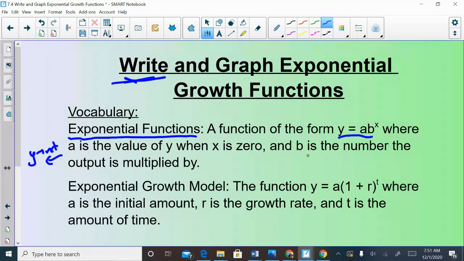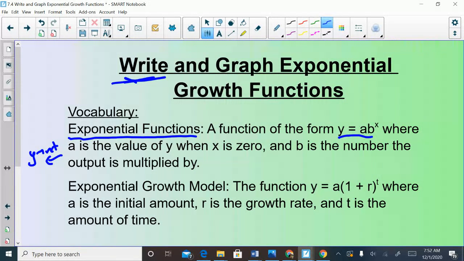The b value is going to be the number the output is being multiplied by. So you should be able to look at the table, for example, and figure out what the y values are being multiplied by, and that is the b value. Very easy to write these equations if you are given a table.